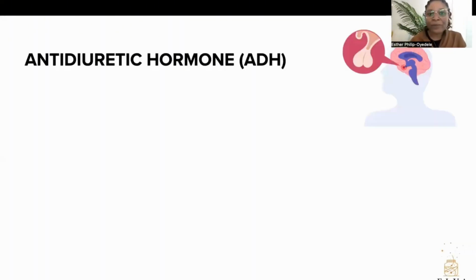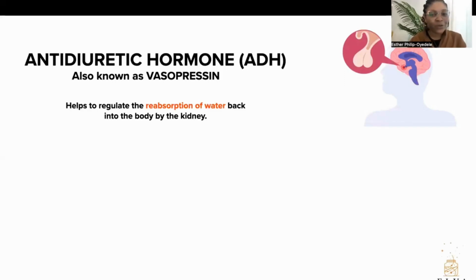The anti-diuretic hormone ADH, also known as vasopressin. What does it do? Now, you probably think that when you go into the bathroom to pee, to void, your kidney does all that work. It does, but something tells your kidney what to do to an extent. When your kidney makes its urine, the kidney by itself doesn't know whether it should push out all the urine that it makes or pull back some water into the body. So the anti-diuretic hormone is what regulates the reabsorption of water back into your body by the kidney.